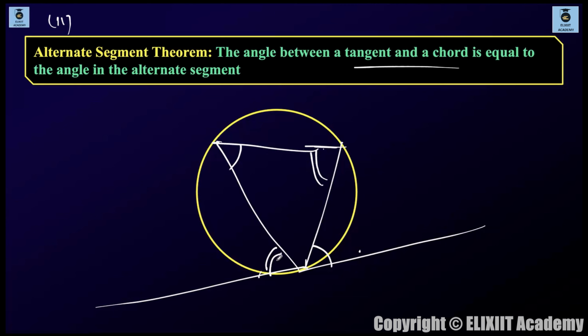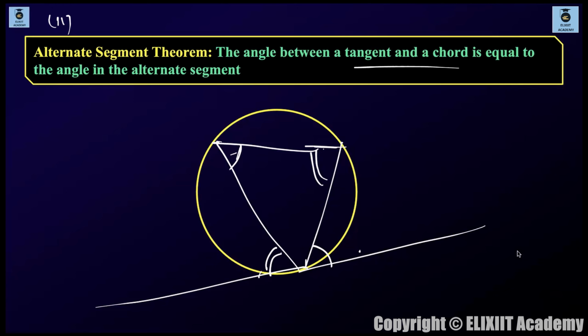Now, what is the meaning of this thing? Why do they say alternate segment, angle in the alternate segment? Because these two angles are in different segments. You can see these two angles are in different segments. One is in this segment and one is in this segment. That's what they're trying to say.